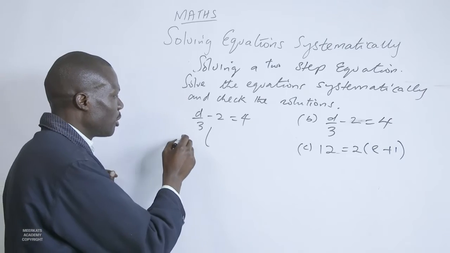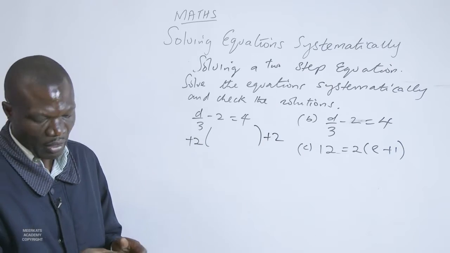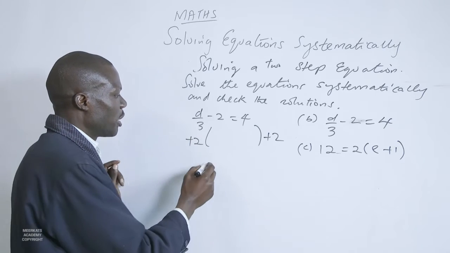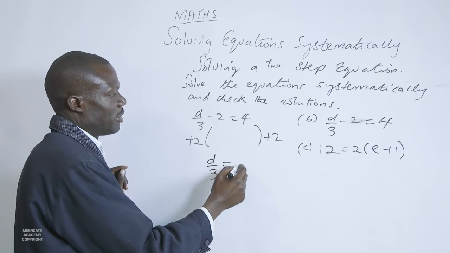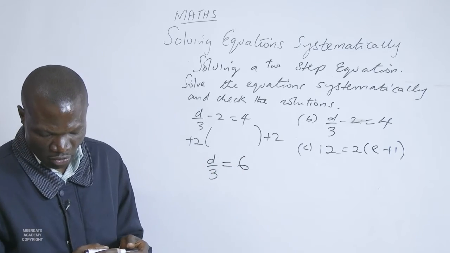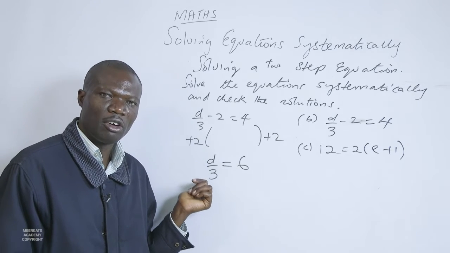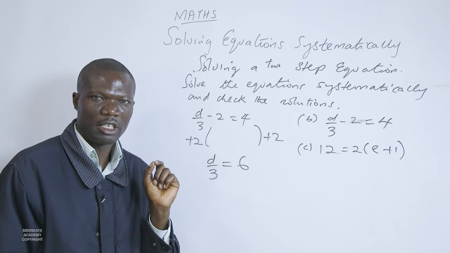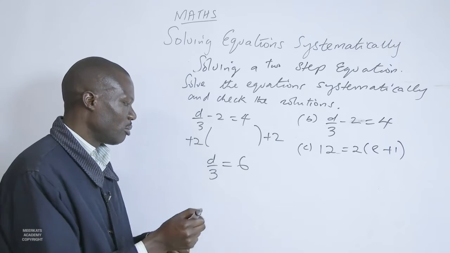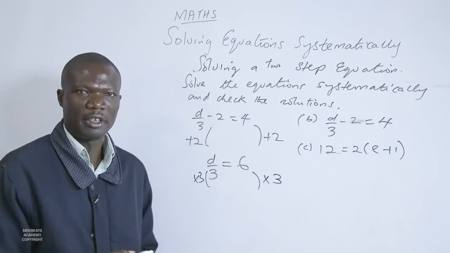The opposite of minus 2 is plus 2, and on this side again, we add 2. If you do that, then d over 3 minus 2 plus 2 will give us d over 3, is equal to 4 plus 2, which gives us 6. Now, this quotient here, that is d over 3, is a division. d divided by 3. The opposite of divide by 3 is multiply by 3. So I'm going to multiply here by 3 and multiply here by 3.